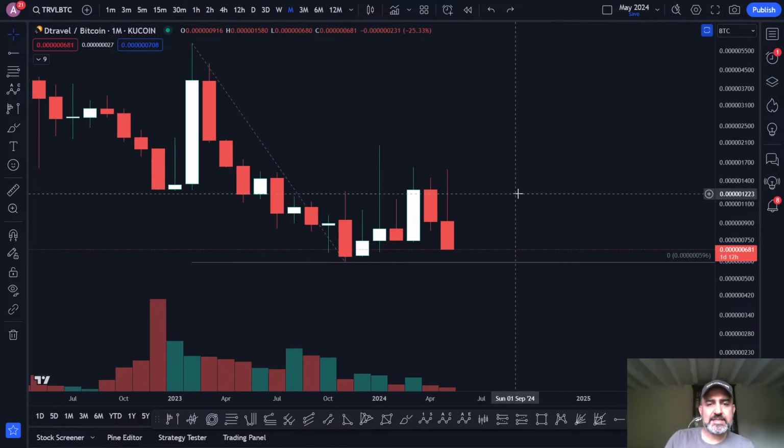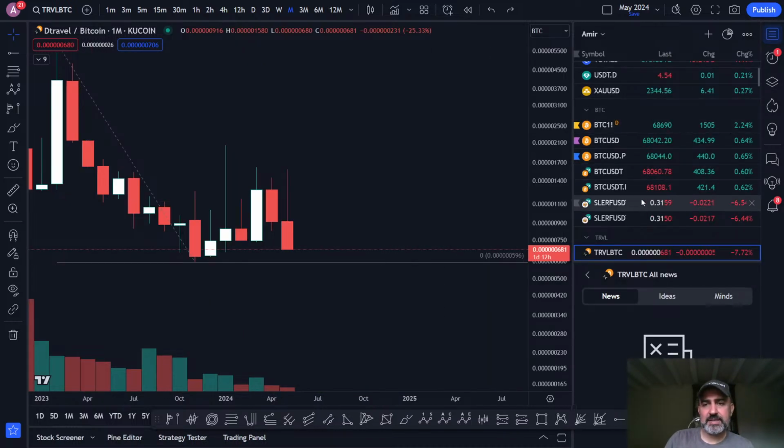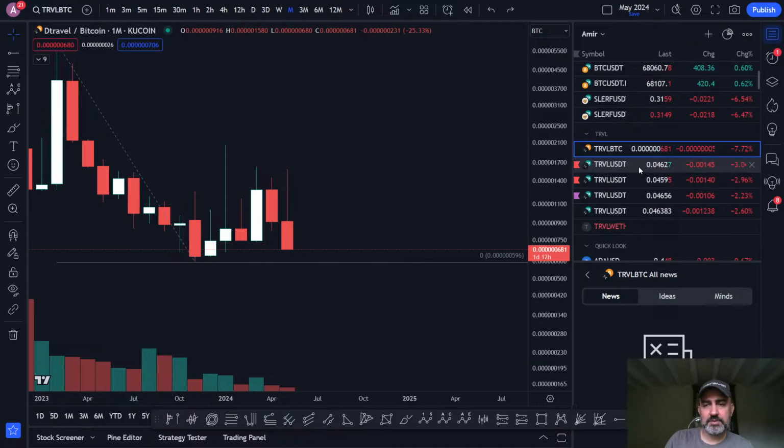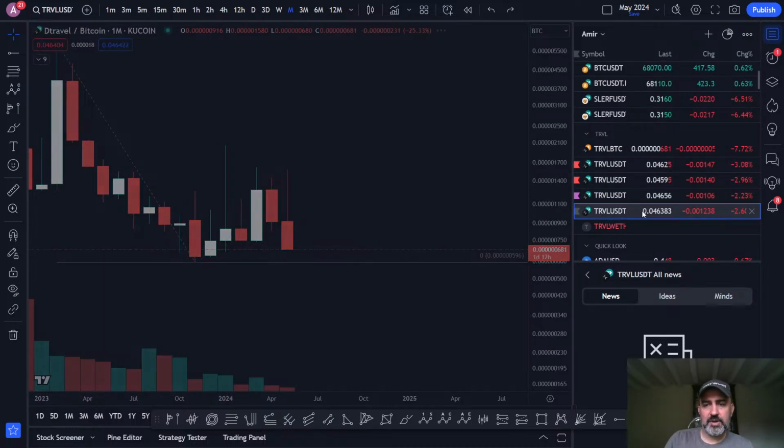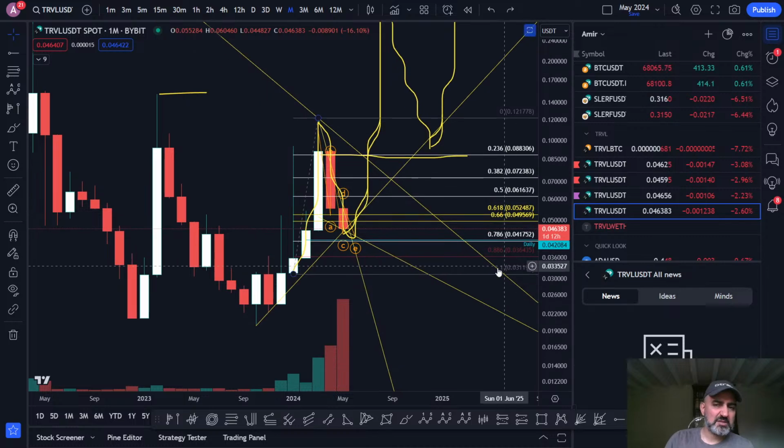If you think that against Bitcoin, we're back at the same price as October, when TRVL had an all-time low, we're back at the same price. And yet right now, when you look at the USD value against TRVL, we're 3x higher than where we were in October here. 3x? No, not 3x. 2x higher. So against Bitcoin, we're at the same place back at October, yet the USD value is higher. So that kind of gives us a clue.